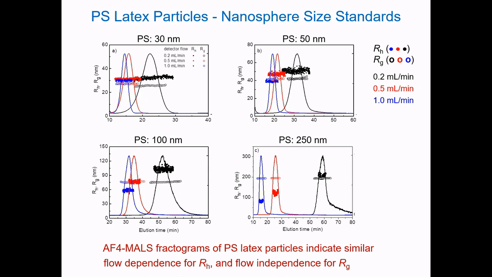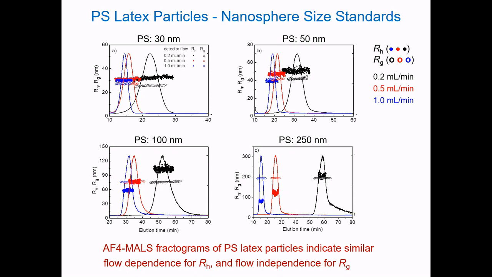The curves representing radius of gyration as a function of elution time are flat lines with no slopes, since the standards have uniform size distribution. Similarly to lipid droplets and vesicles, also nanosphere size standards show radii of gyration independent of the detector flow rate. On the other hand, hydrodynamic radii were underestimated at faster detector flow rates. The only exception is the standard of 30 nanometers in size, where both radii are found to be independent of the flow conditions used.